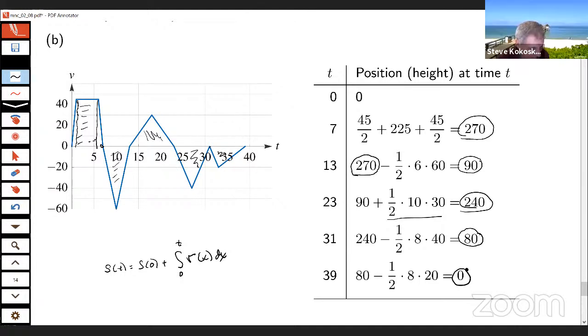Very good. So the question in part B was, what was the highest that the ride attained? And I think it is indeed 270 feet. And that occurs at T equals 7 seconds. Which makes some sense if you've ever ridden one of those. Yes, they take you up to the highest point first. They definitely get you to the highest point first.